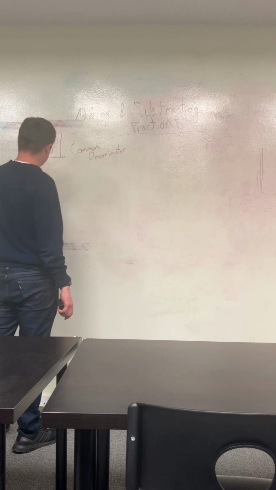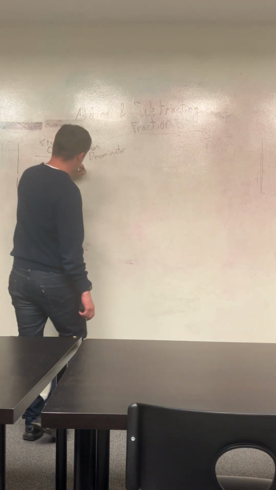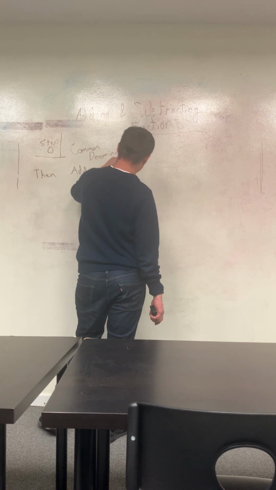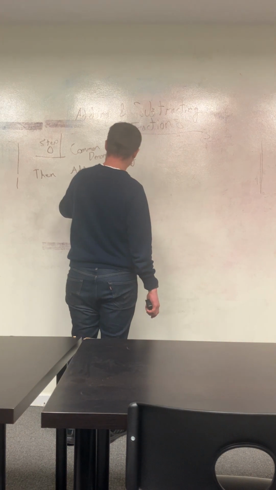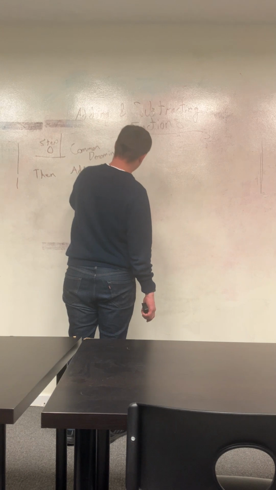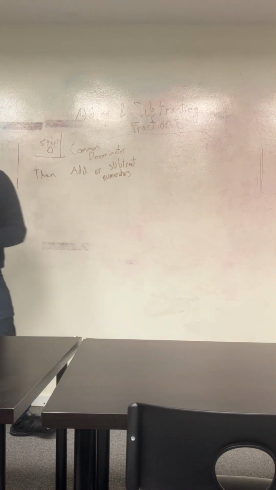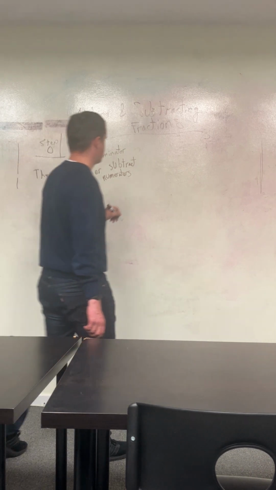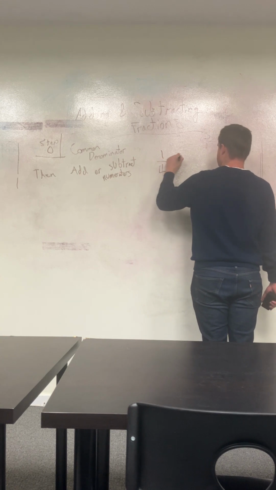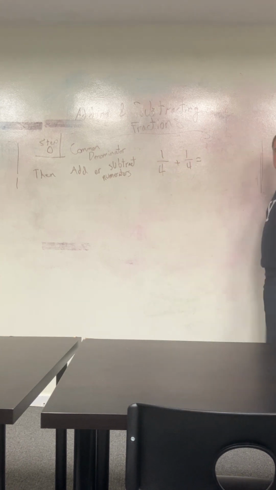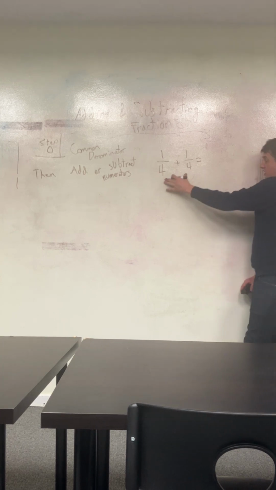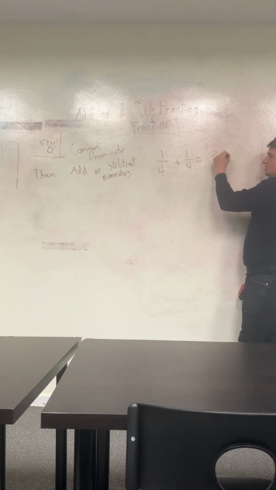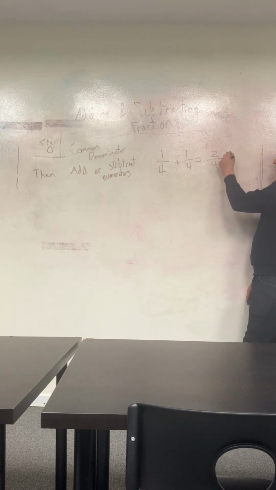Then add or subtract the numerators. And you leave the denominators alone. The denominators are frozen, you don't want to mess with them, it's bad news. Alright, here's an example for you. 1 over 4 plus 1 over 4. Same denominator, we're good. So the answer is 2 over 4. And we can simplify that to 1 over 2.